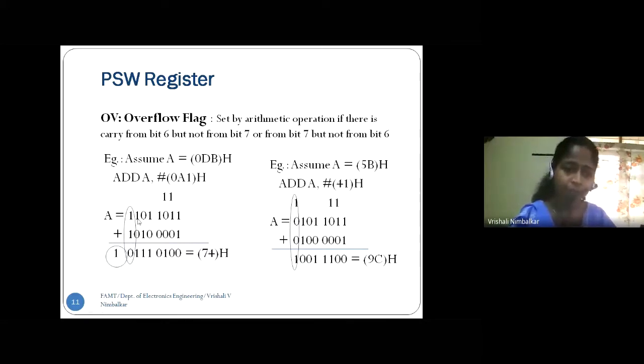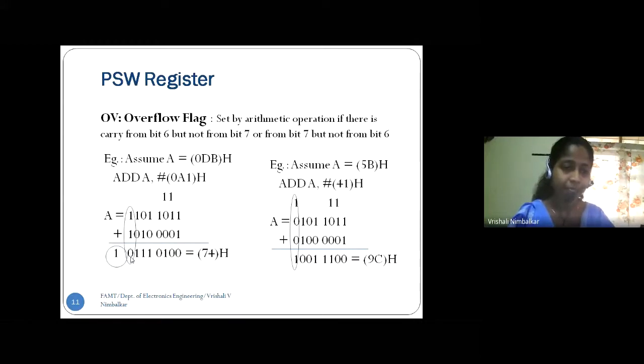Meaning what am I doing? I am adding two negative numbers. When we add two negative numbers, the answer should also be negative. -2 plus -3, my answer should be -5. Correct? So just look at the addition. Look at the last bit of the answer. It is showing 0. Meaning what happened? Addition of two negative numbers resulted in a positive number. This is another indication of an overflow.